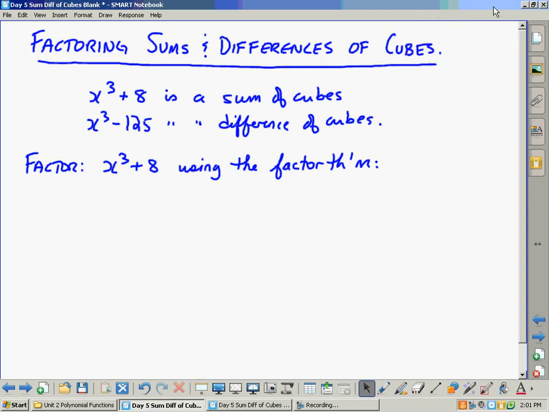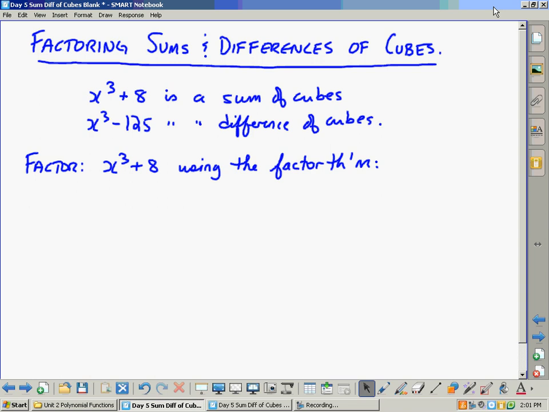Okay, so in the last video we discovered that it is possible to factor a sum of cubes and a difference of cubes. So what we're going to do now is try and figure out what the gimmick is that we can use to quickly factor these. We're going to do it the old way, the long way, which is to use the factor theorem like we've been doing the last couple of days.